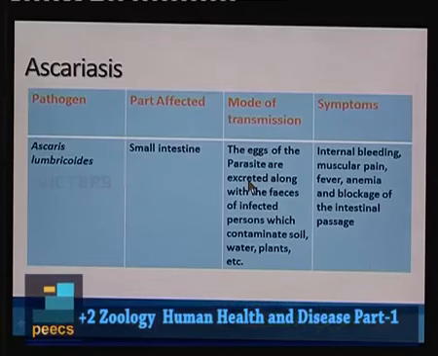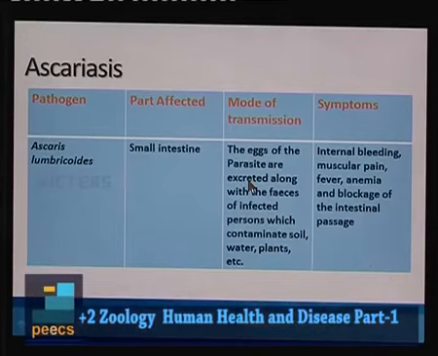Now, we are going to the next disease, that is ascariasis. Ascariasis is caused by Ascaris lumbricoides. It is a roundworm, and the body part affected here will be the small intestine, and the mode of transmission will be contaminated food and water.